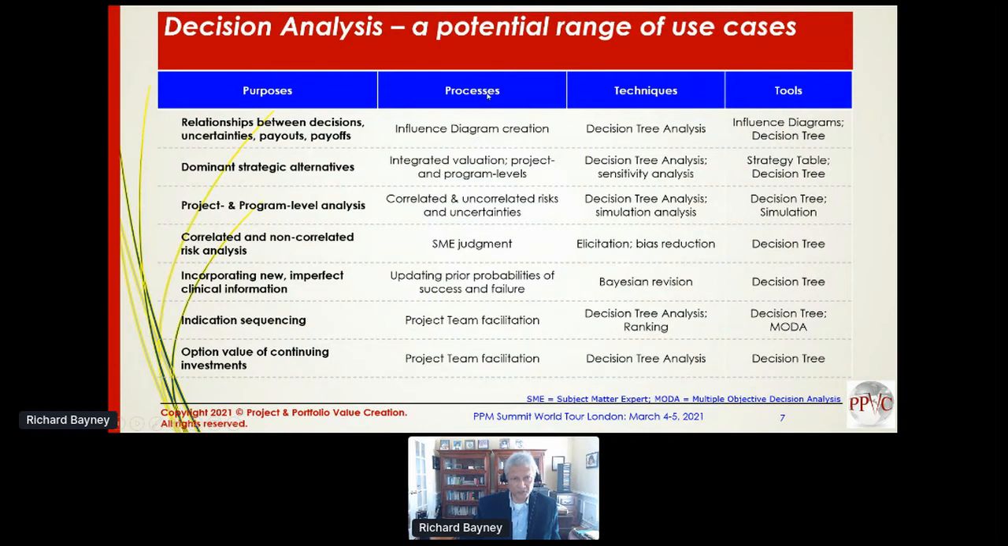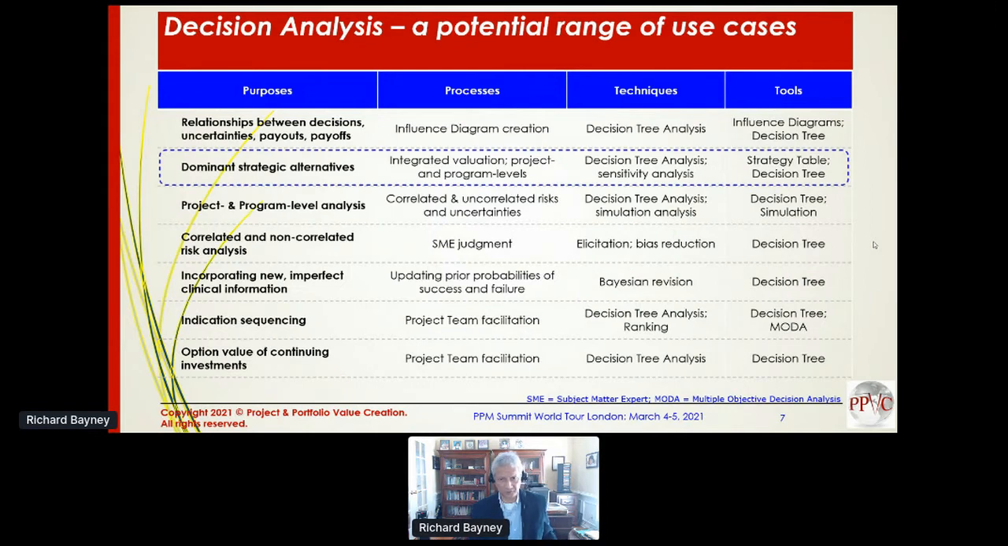Now, there are various processes involved with each of these purposes. There are a number of different techniques that could be applied to each, and a number of different tools that we can apply to those processes in fulfillment of these purposes. Not surprisingly, the decision tree, a major component of decision analysis, finds its way into each of these purposes. So as I've explained earlier, the one area that in fact I will address is looking at dominant strategic alternatives.